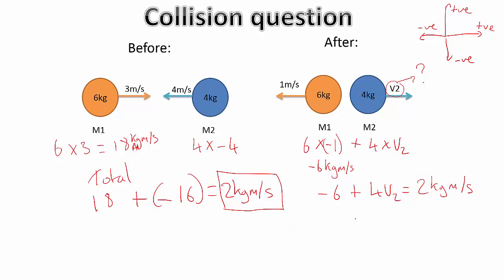All I need to do now is rearrange this equation. So I've got minus 6 plus 4 v2 equals 2. So I'm going to move the minus 6 over to the other side by adding 6. So I've got 4 v2 is equal to 8. v2 then is equal to 8 divided by 4, which is 2 meters per second. This number has come out positive, which means, just as was drawn in this diagram, it's travelling to the right.